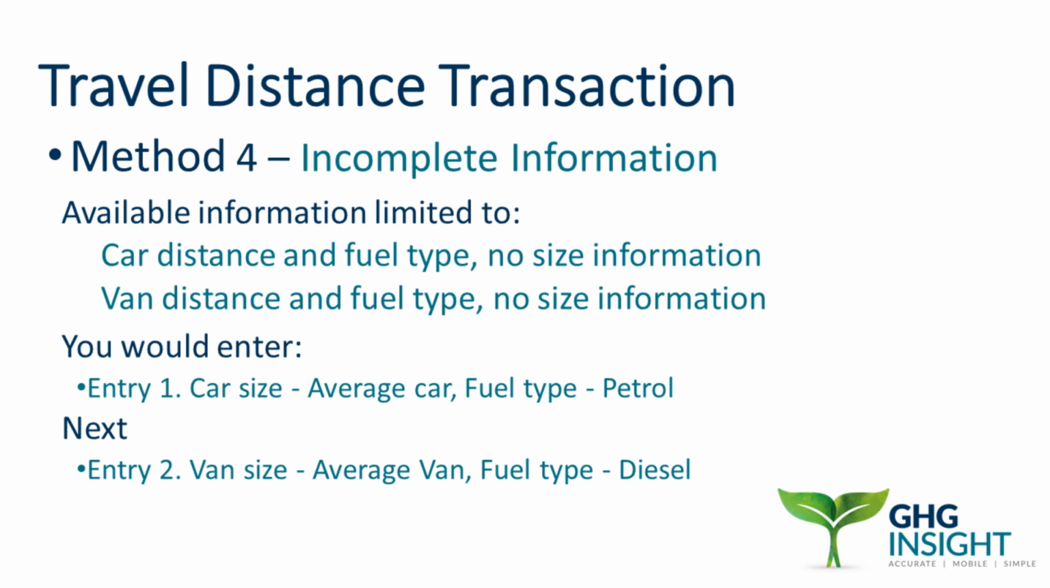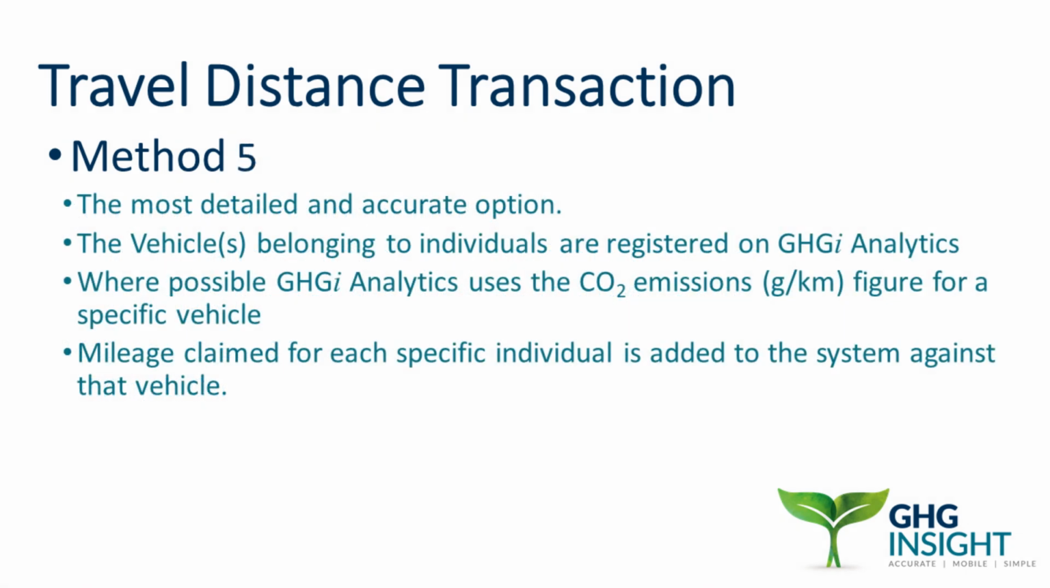Method 5. Dates, distance, registration. This is the most accurate method for grey fleet emissions reporting. It involves loading GHGi Analytics with the details of the vehicles and their users. Where possible, the CO2 emissions in grams per kilometre figure for the vehicle concerned should also be included. This information is found on the vehicle's registration document, V5C. It can also be found on the DVLA website by putting in the vehicle registration number. The process for setting up vehicles is described in a separate video.